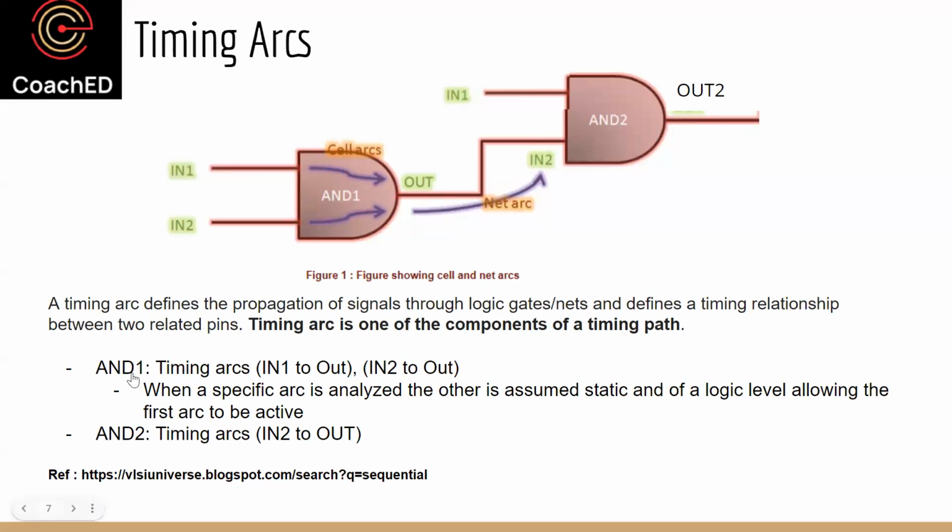So the possible arcs of AND1 are in1 to out or in2 to out. Similarly, the arcs for this second gate could be in2 to out or in1 to out. And if I'm specifically analyzing a timing path, as I described, where in2 is 1 and the transition is happening on in1, then the arc which is active on the path is in1 to out on and1, and then in2 to out on and2. I hope this concept of timing arc is clear.